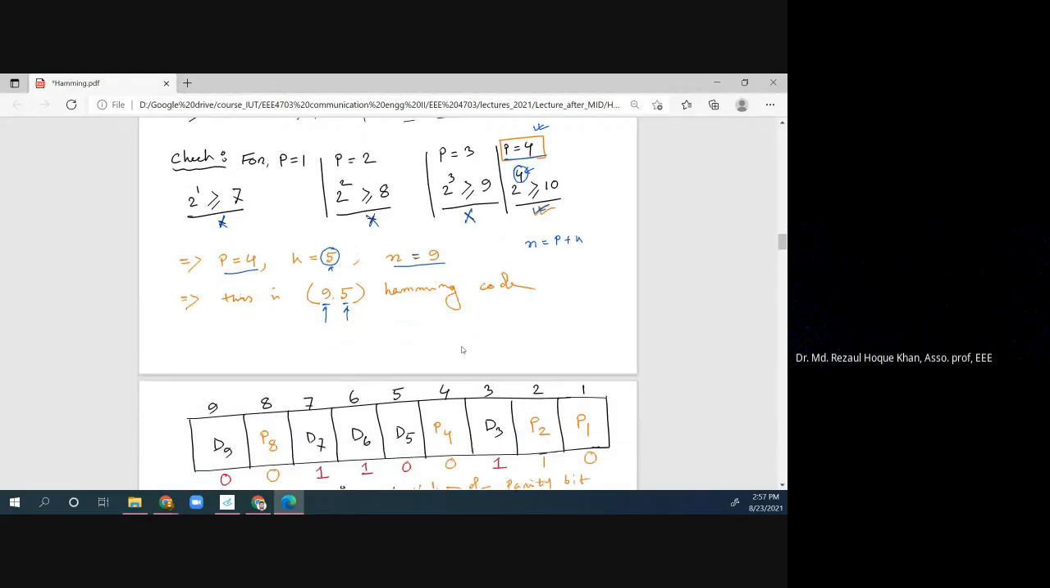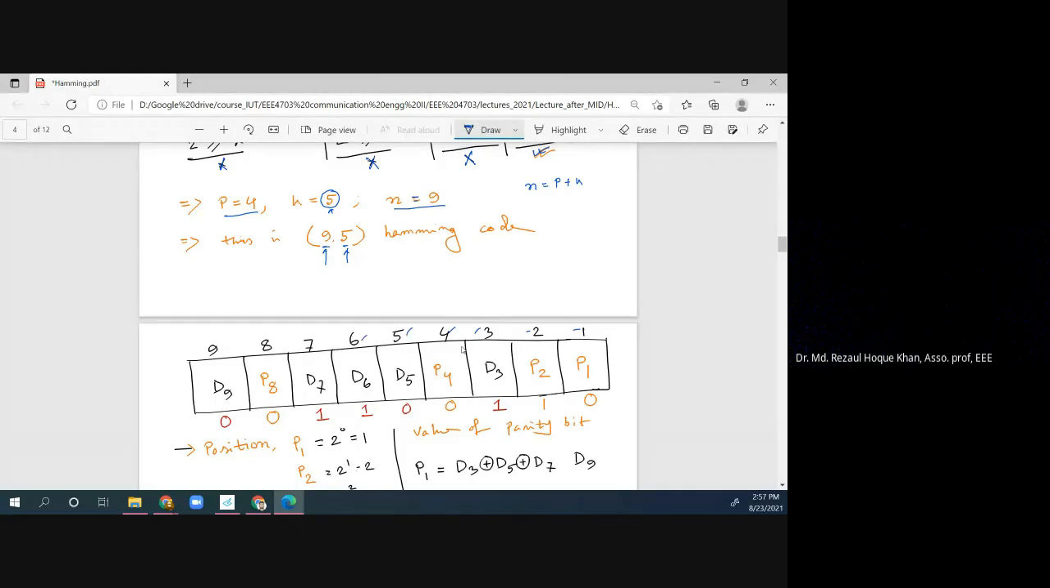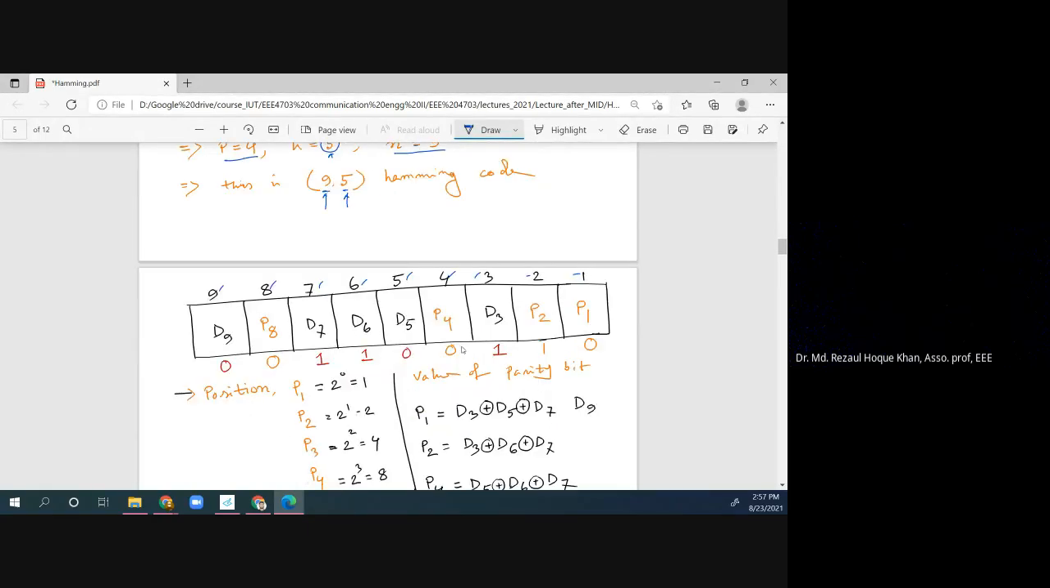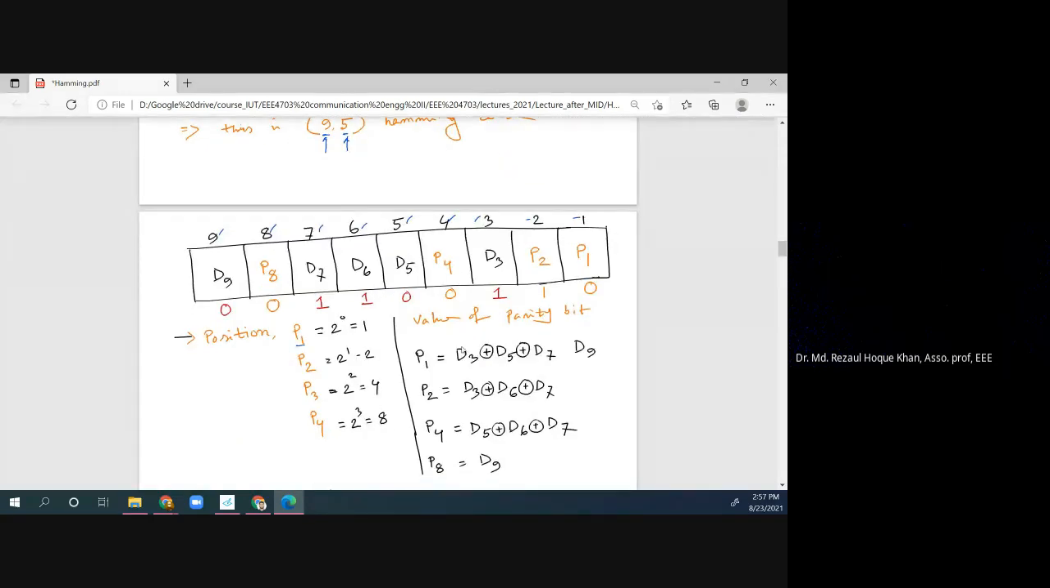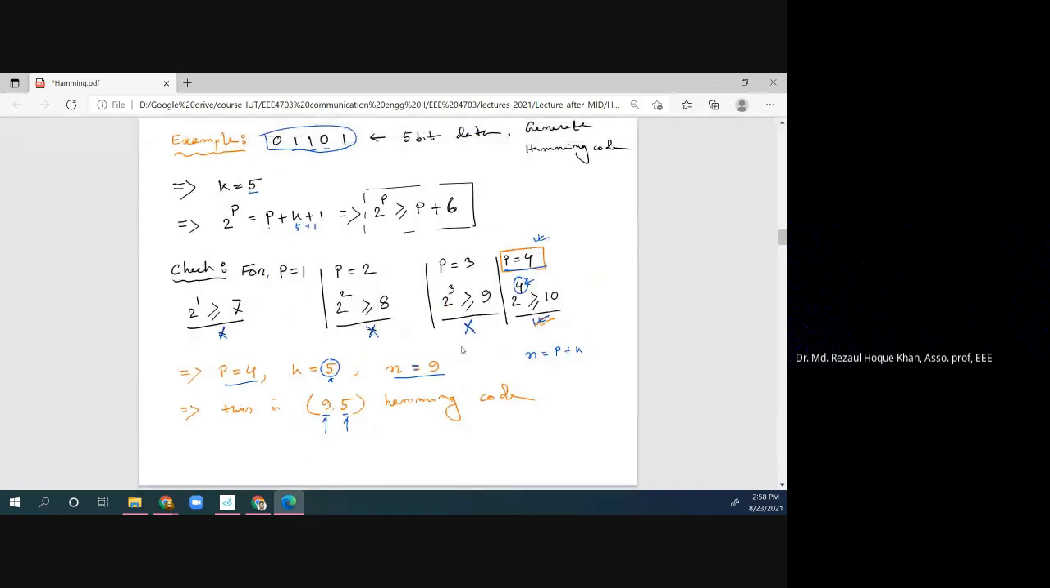Now, if it's a (9, 5) Hamming code, I will have 9 bits total: 1, 2, 3, 4, 5, 6, 7, 8, 9. Among them, p1 will be at 2 to the power 0, position 1. P2 will be at 2 to the power 1, position 2. P4 at position 4 and P8 at position 8 are parity bits. The rest, 5 of them, will be the data bits.